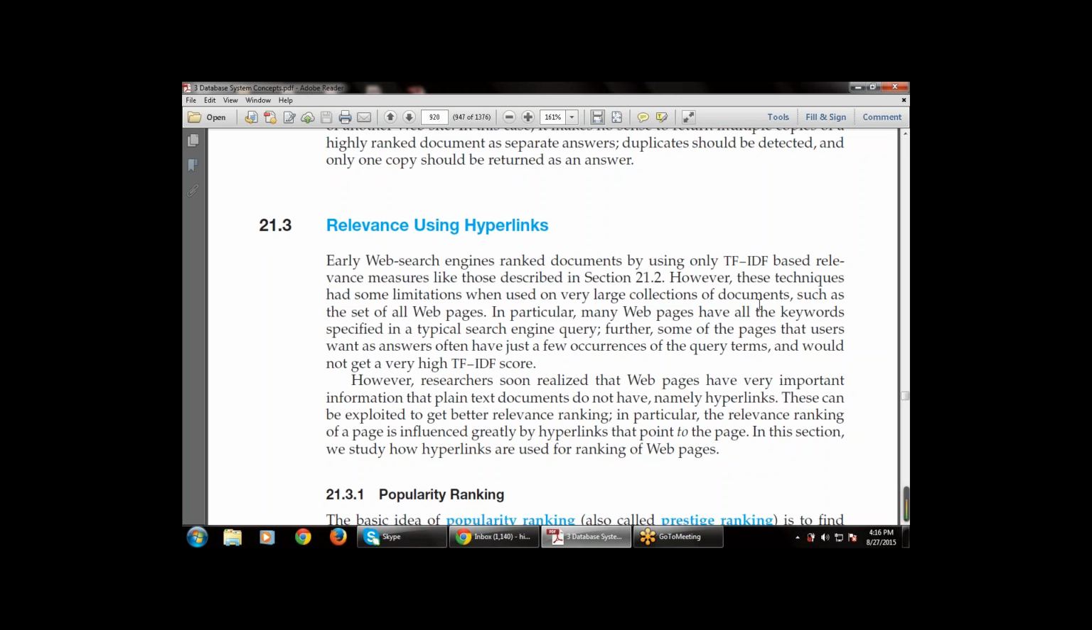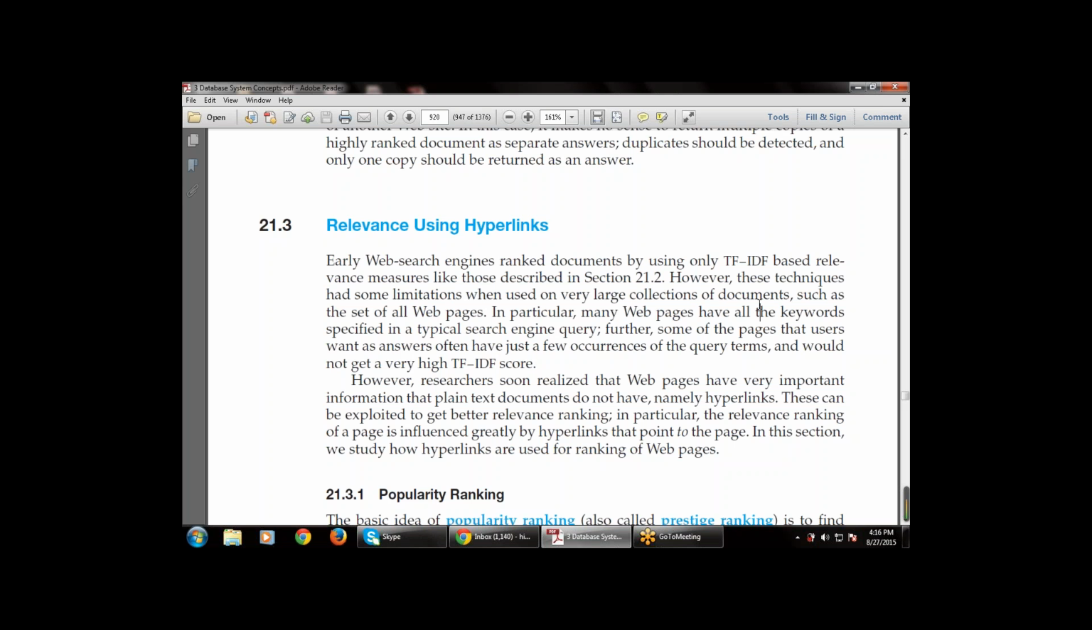namely hyperlinks. These can be exploited to get better relevance ranking. In particular, the relevance ranking of a page is influenced greatly by the hyperlinks. So we are using hyperlinks with the target of getting the information, that is, information retrieval.